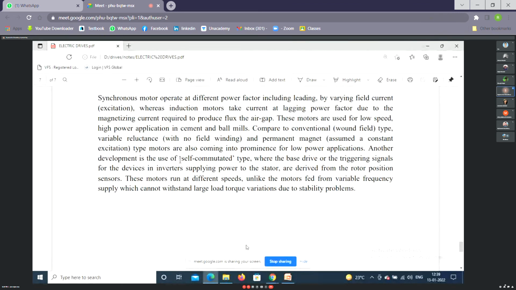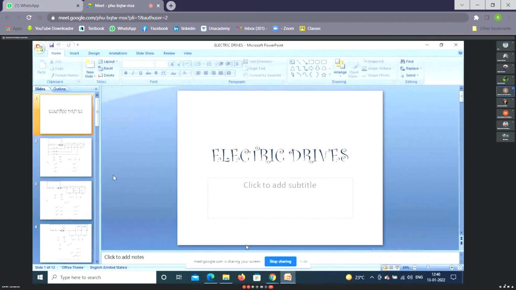So this is the very sketchy idea about drive specification. We won't go into any details more than this. Next one we will go for is the automatic and semi-automatic controllers used for motor drives.